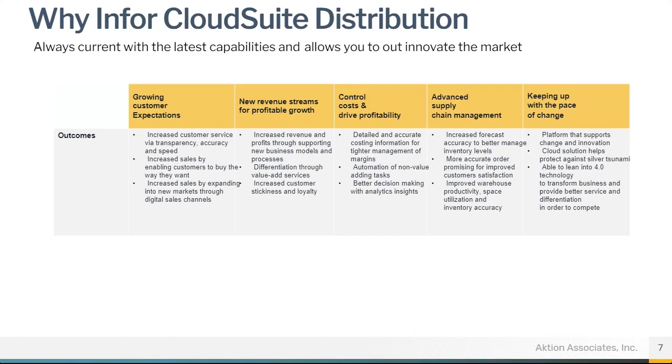Advanced supply chain management. So increased forecast accuracy to better manage inventory levels. More accurate order promising for improved customer satisfaction. Improved warehouse productivity, space utilization, and inventory accuracy. So again, letting the system help you determine what to buy, when to buy, and how much. And if we were going to go with a WMS system, let's automate some of that picking, receiving, processing. Let the system suggest where to put that inventory in the warehouse. So again, make your warehouse as efficient as possible, just as you are in the back office.